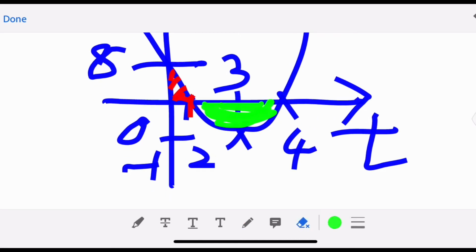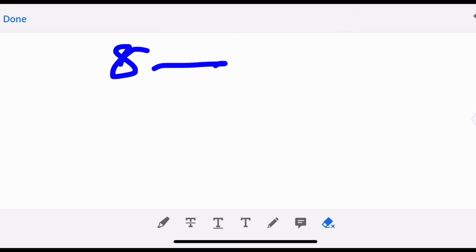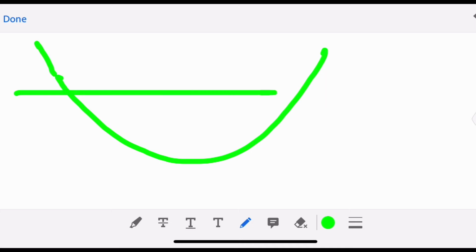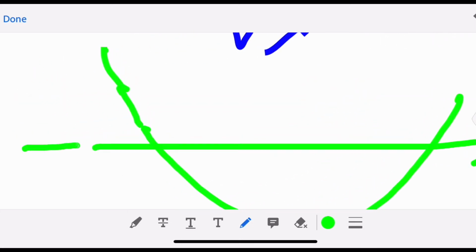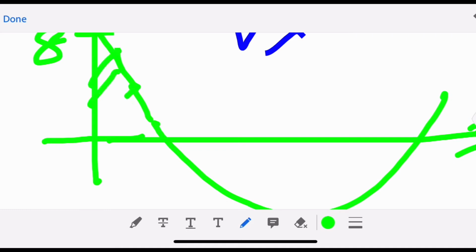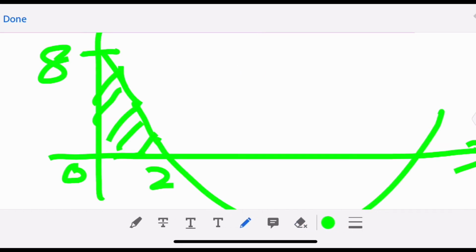Now let's focus on the graph. Let me make it bigger. Okay, I'm going to sketch a graph like this. So for this part, from 0 to 2, this is positive, this is 8. So this side, the area from 0 to 2 is positive. Let's call it A1, area number 1.